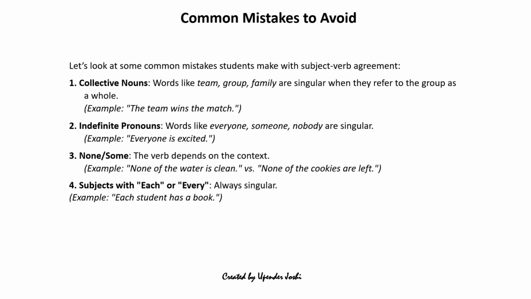Example, everyone is excited. Third, while using a verb with none or some, the verb depends on the context. Example, none of the water is clean, versus none of the cookies are left. Fourth, remember subjects with each or every are always singular. Example, each student has a book.